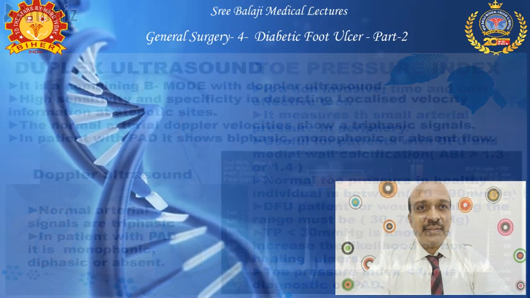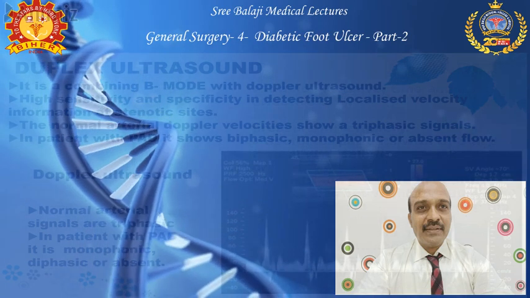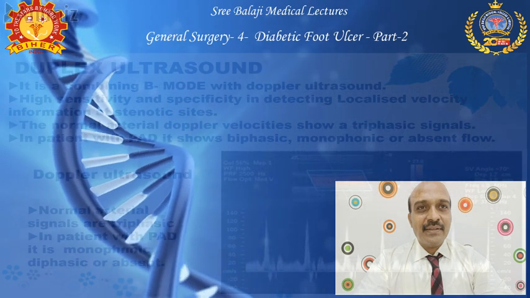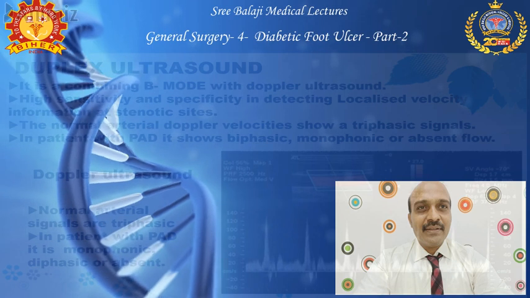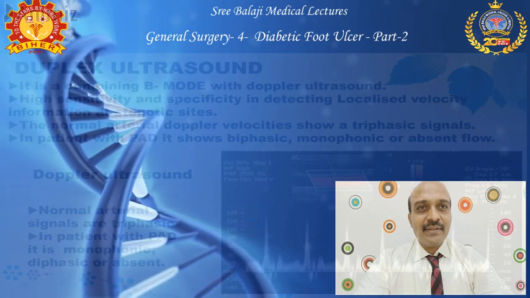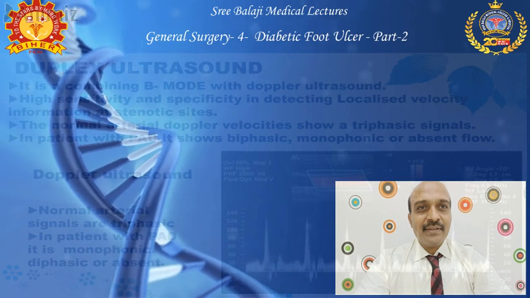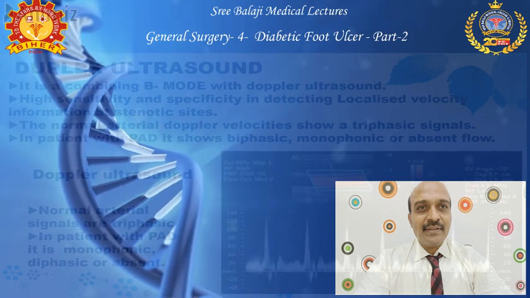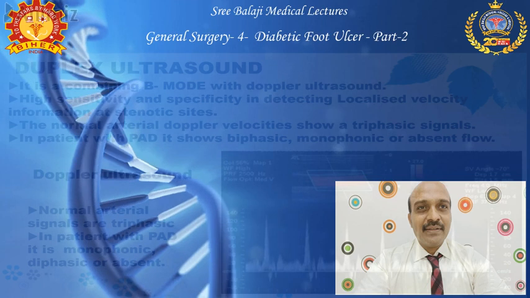Duplex ultrasound. It is a combination of B mode and Doppler ultrasound. It is highly sensitive and specific in detecting localized velocity information at stenotic sites. The normal arterial Doppler velocities are usually triphasic. In a patient who has peripheral arterial disease, it is usually biphasic or monophasic, or sometimes absent also.